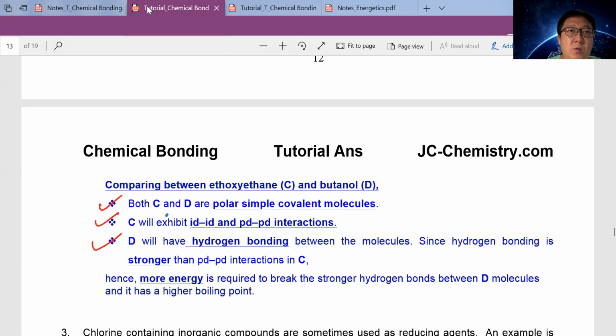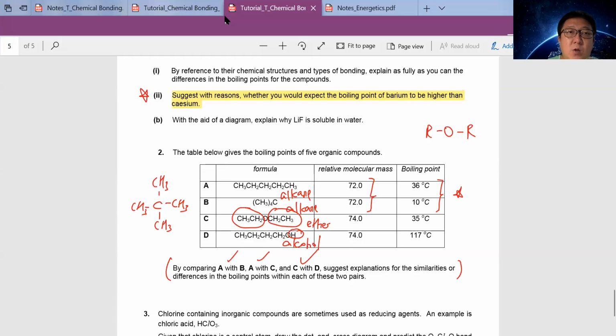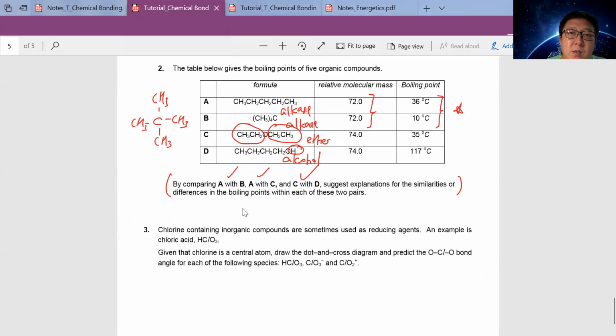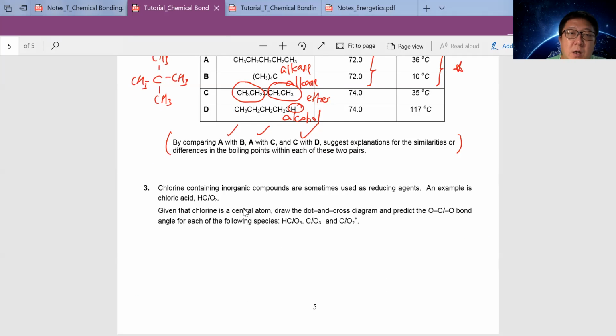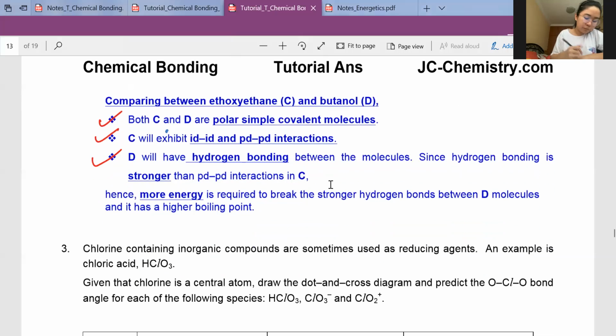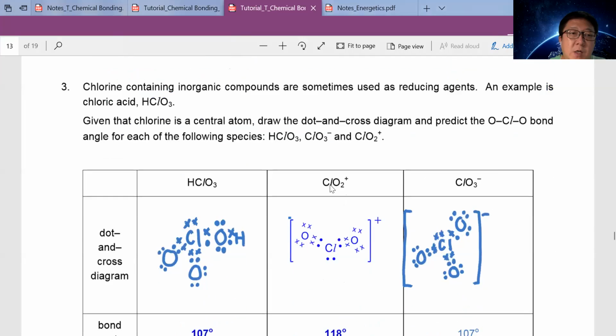Okay, let's go back to the question. Any question first? Question 2 is what I call a data response question, and you must know how to tackle it. Question 3: this is the reducing agent, and given that it's the central atom, draw the dot and cross diagram and predict the shape of each of them. Have you drawn? I think we've drawn this before, right? Just check the answer.